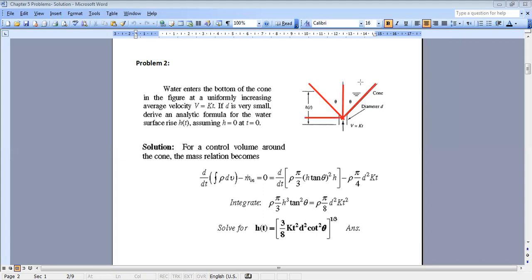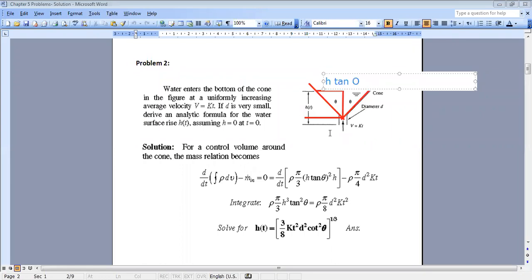So this is the level of water inside the cone. It's equal to h, and here the base of the cone is equal to h tangent theta, because from geometry in this triangle, if this is h and this angle is theta, then the base radius is h tangent theta, okay?